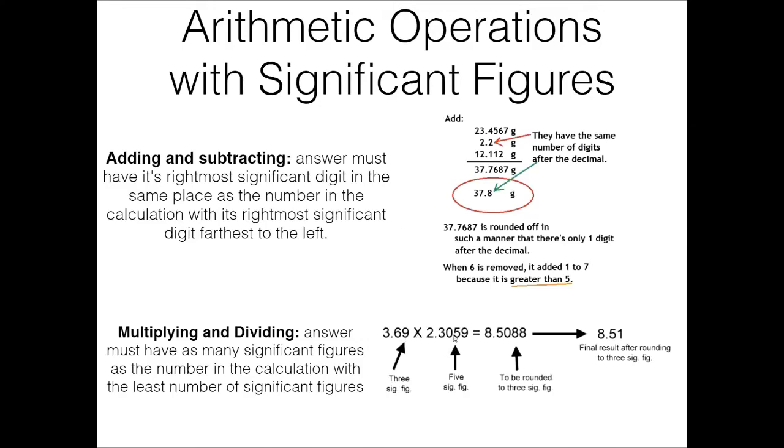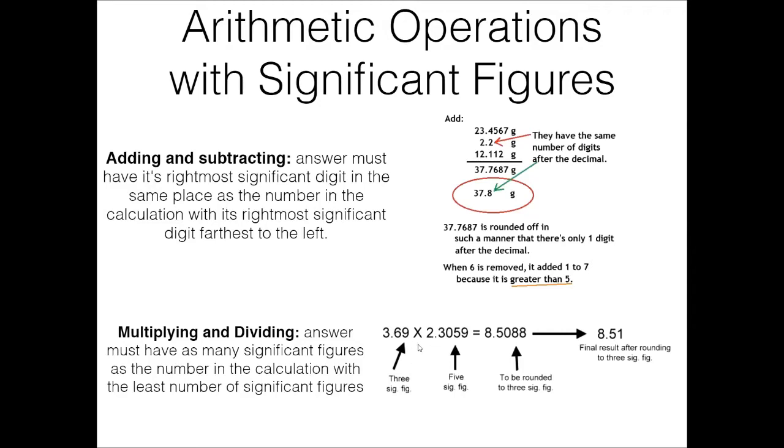3.69 times 2.3059. This first number has three significant figures, all non-zero digits. This next number has five. Remember that zeros in between two non-zero digits are always significant, called sandwiched zeros. When I multiply these two together, the raw answer in the calculator is 8.5088. Now I'm looking back at my original numbers and determining which one has the least amount of sig figs, not how many.